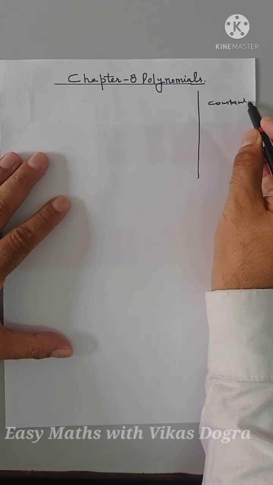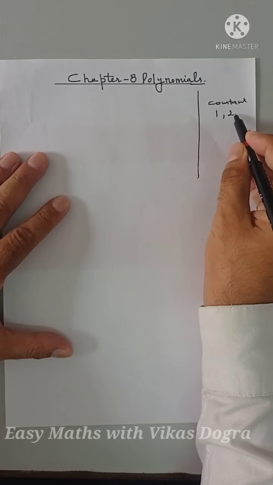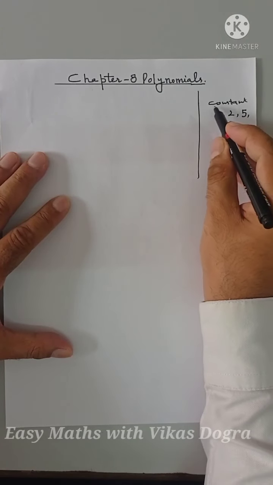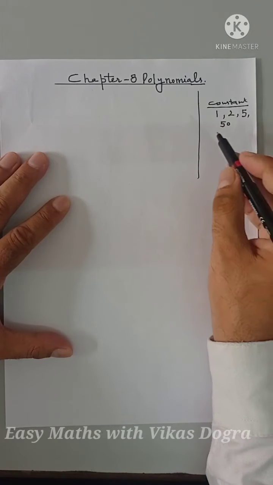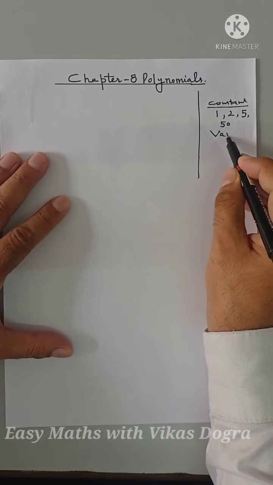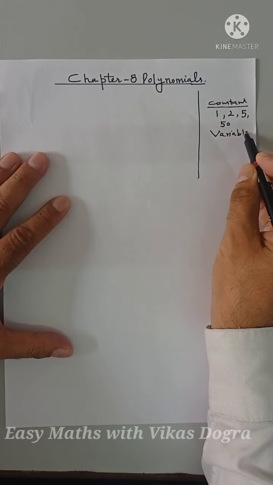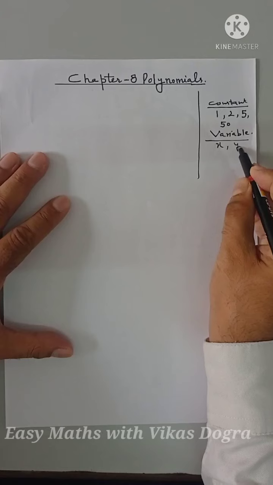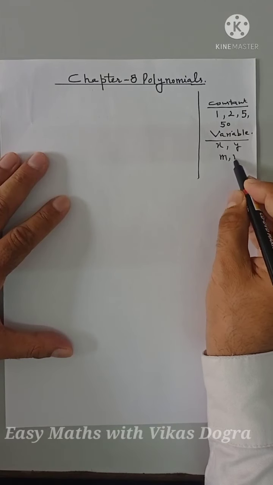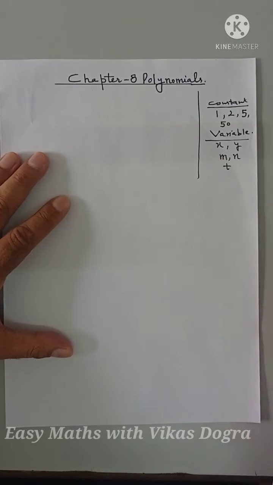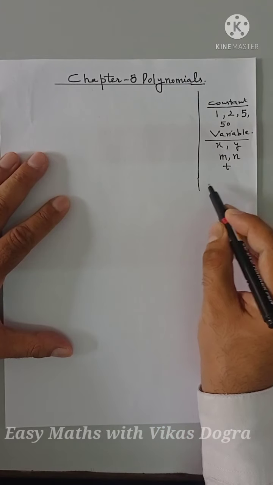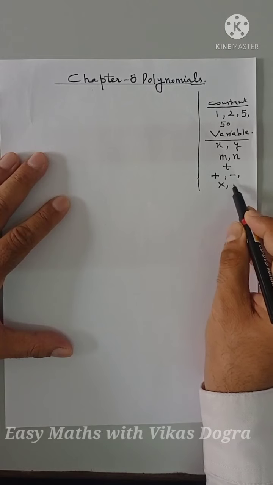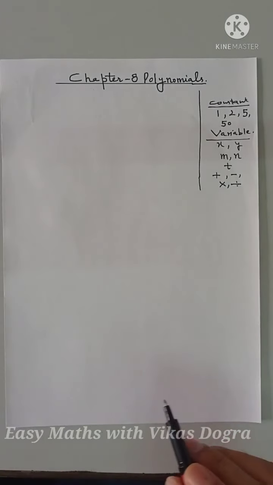You know the numbers like 1, 2, 5, 50, etc. These are constant numbers and these are called constants. Now variables. A variable is that quantity which can vary, meaning which can change, like x, y, m, n, t, etc. And the four fundamental operations are plus, minus, multiply, divide, right?